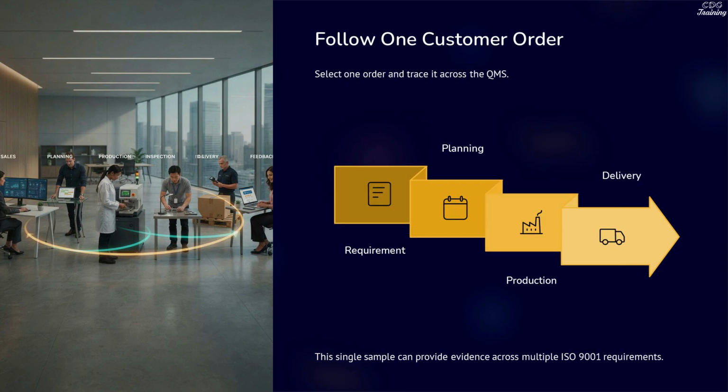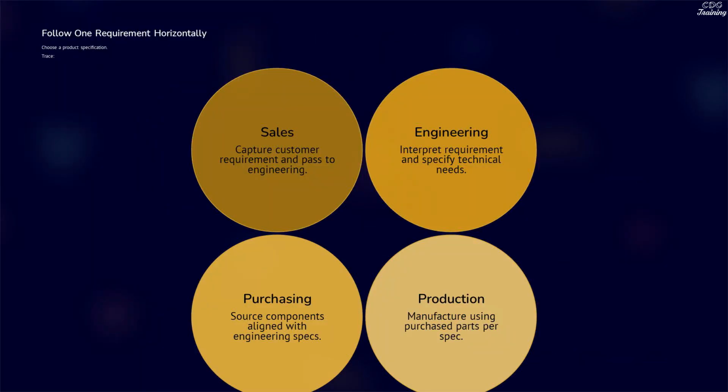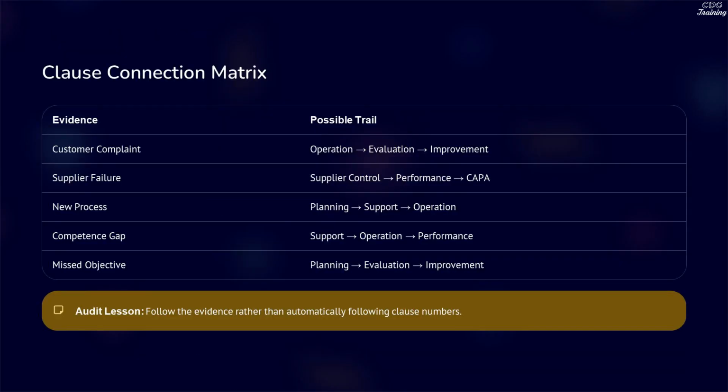Trace a customer order across the QMS. From requirement to delivery, this single sample provides evidence across multiple ISO 9001 requirements. Follow a requirement horizontally through sales, engineering, purchasing, and production. This trace ensures alignment with specifications. The clause connection matrix helps follow evidence rather than clause numbers. It shows possible trails from customer complaints to missed objectives.